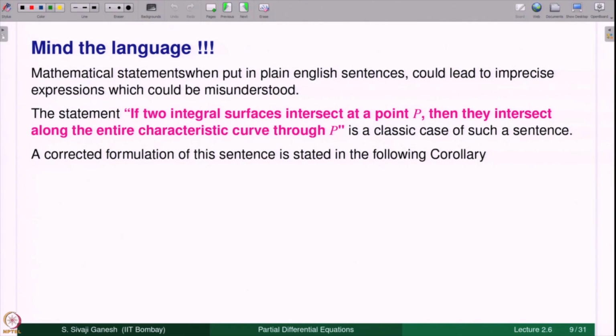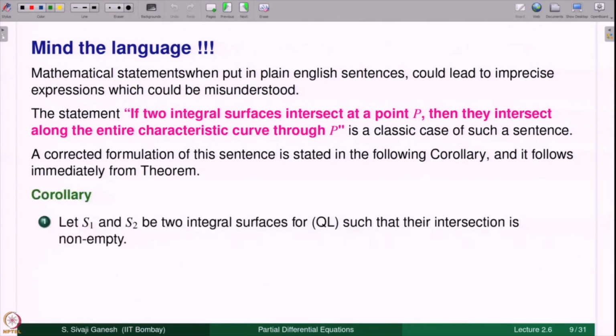So, a corrected formulation of this sentence is stated in the following corollary and it follows immediately from the theorem. What is the corollary? Let S1 and S2 be two integral surfaces for the quasi-linear equation QL such that their intersection is non-empty. Of course, that is not a big deal because here we are saying it intersects at a point P, therefore, we have not made much difference. This sentence is as it is, non-empty. Let P be a point in the intersection.